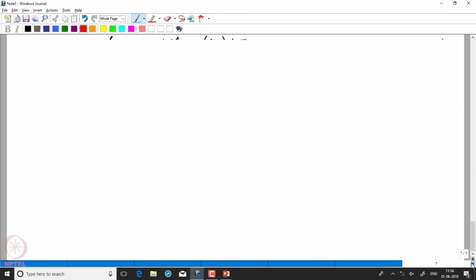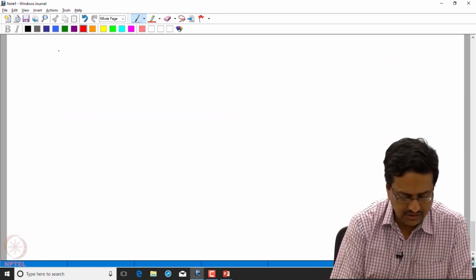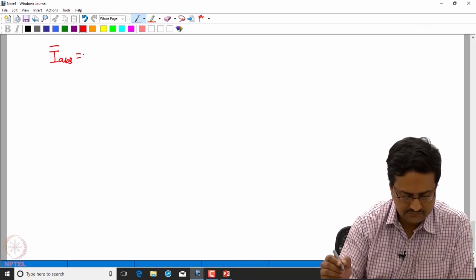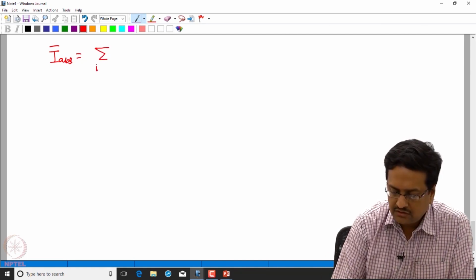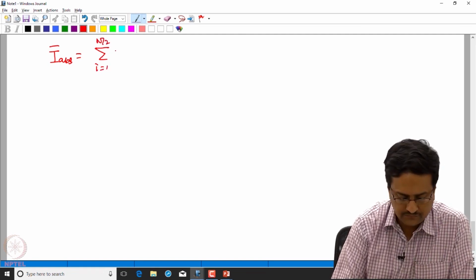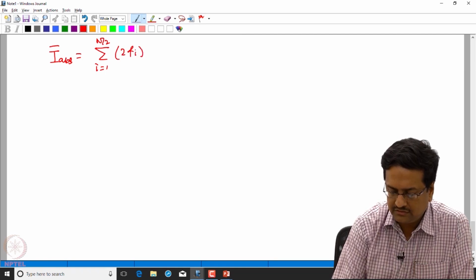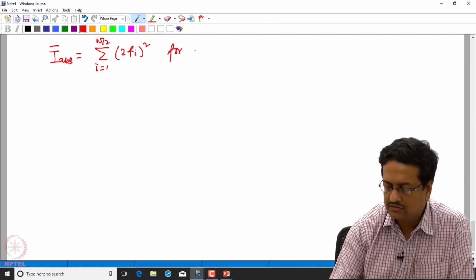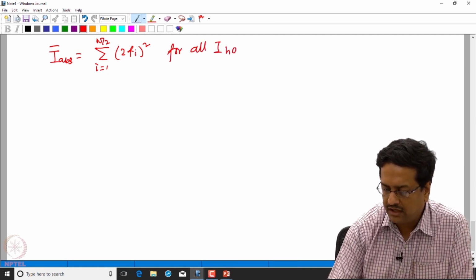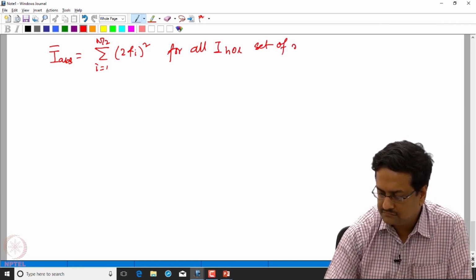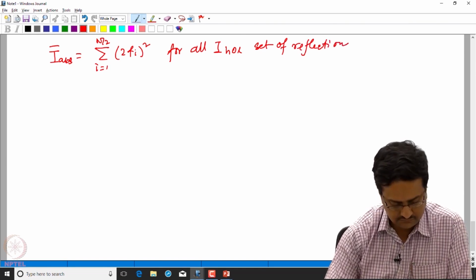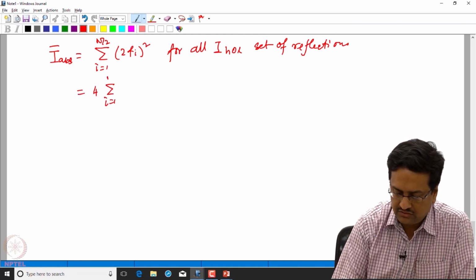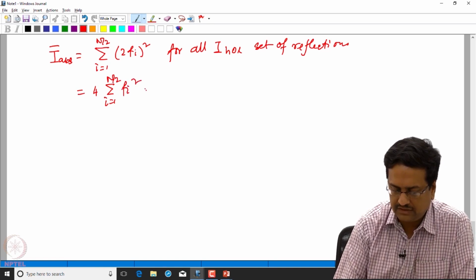So in this situation, we can calculate the average I abs as sum over i equal to 1 to n by 2 into twice Fi square, for all H0L set of reflections, which means it is equal to 4 sum over i equal to 1 to n by 2 Fi square.